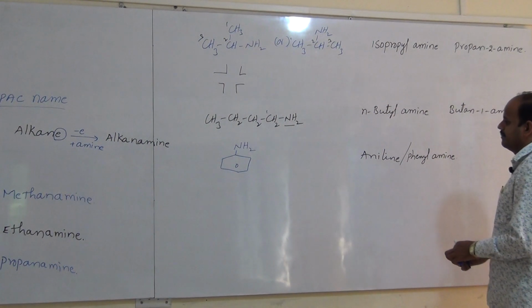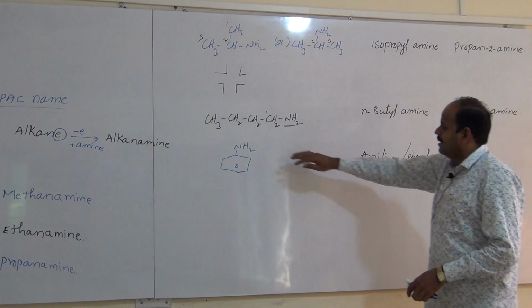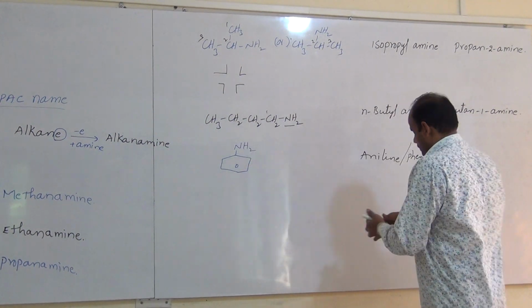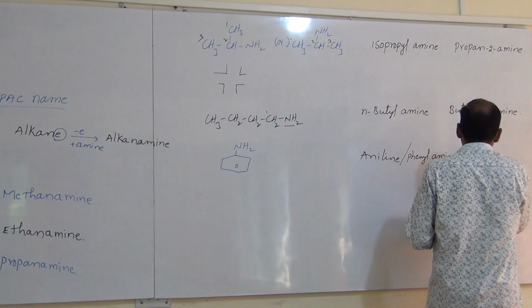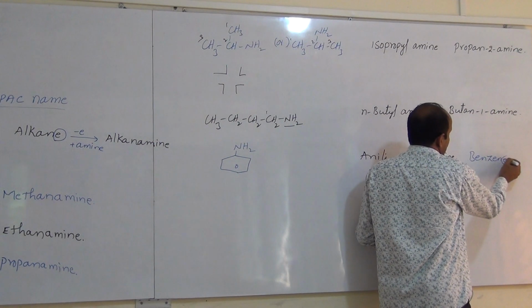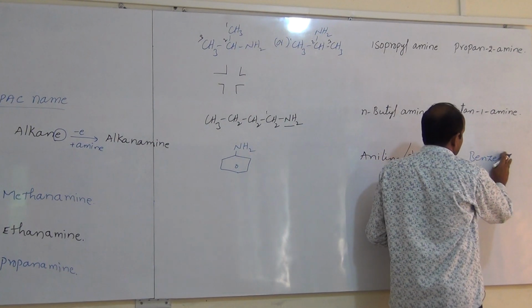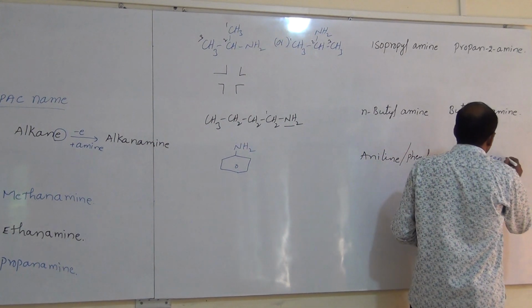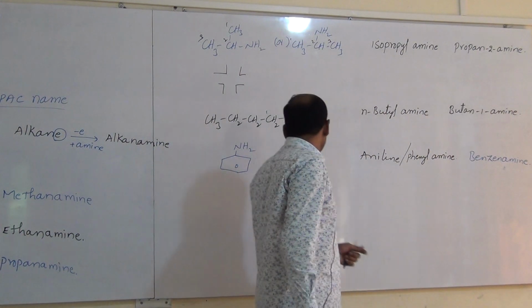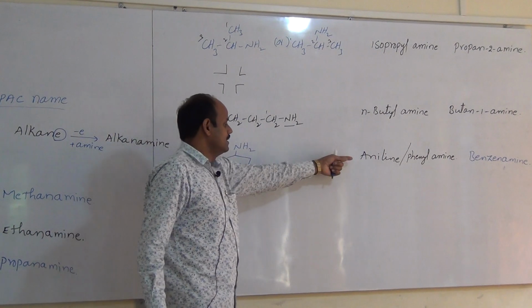And IUPAC name is here. If it is not there, then what is the hydrocarbon? Benzene. So in benzene, remove this E and write which one? Amine. Thus we get here benzene amine. IUPAC name is benzene amine, common name is aniline.